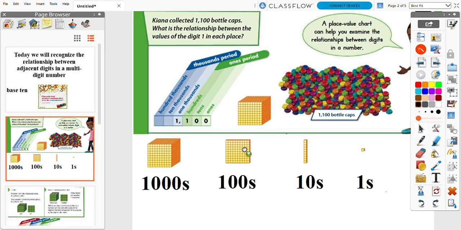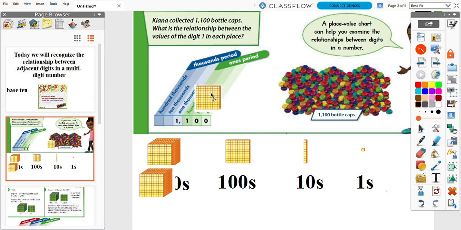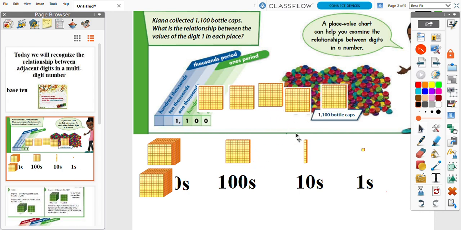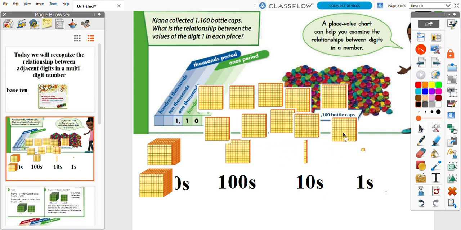Let's look. So here's my 100s. So we have 1,000 and 100. Well, the reason why we call this a base 10 system, something that you've learned back in kindergarten, but you may not have realized that it has to do with how many of each place value makes up the next place value, is that 10 100s make up 1,000. And I'll prove that to you here by pulling them out. 100, 200, 300, 400, 500, 600, 700, 800, 900, 1,000.